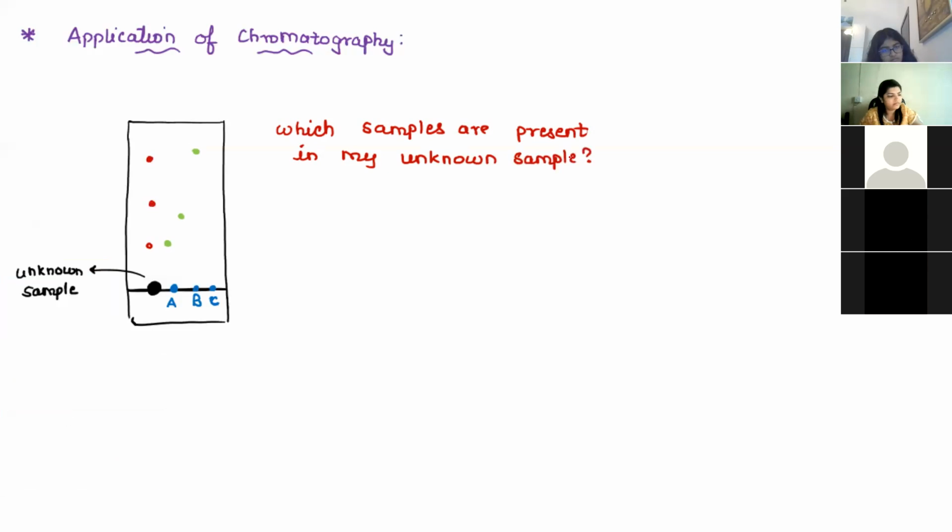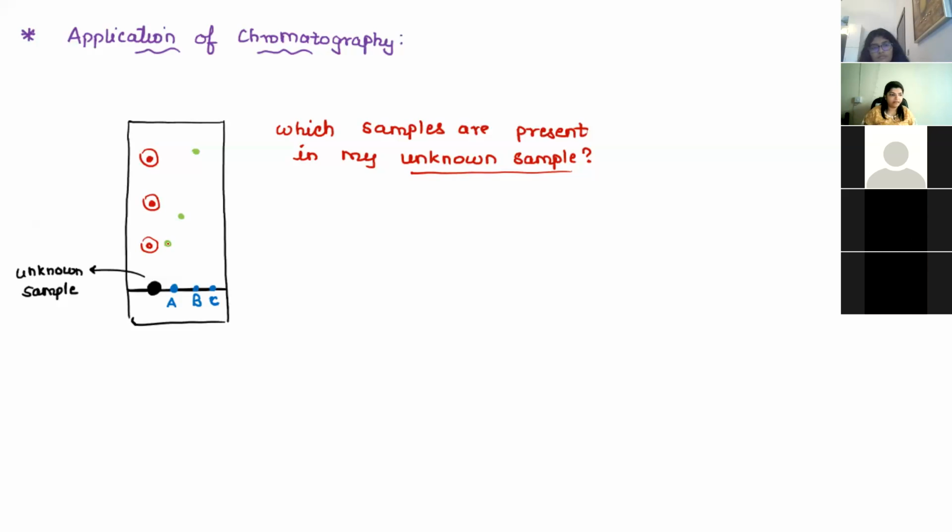Yes, Veer. Can you tell me, this is the unknown sample, the black one, it is showing me 3 spots. And I have individual 3 different samples, sample A, sample B, and sample C. Now I want to find out which samples are present in my unknown sample. Can you tell me yes or no whether sample A is present in my unknown sample?